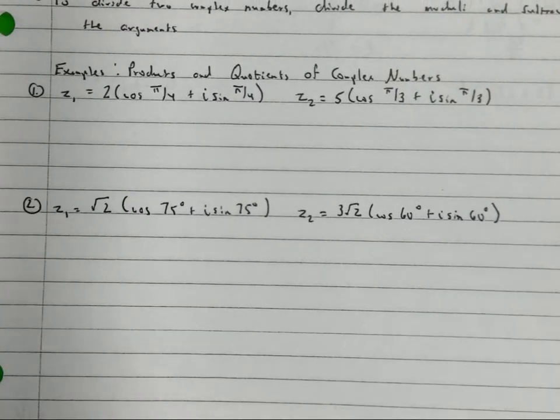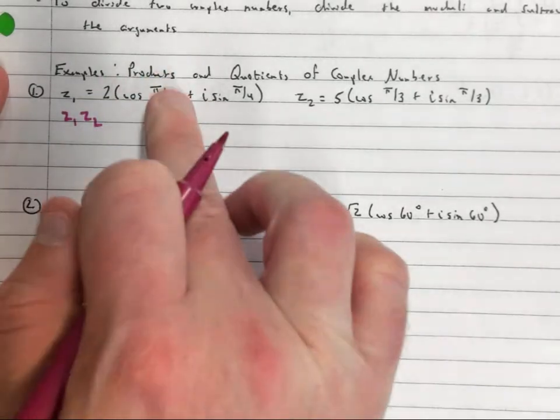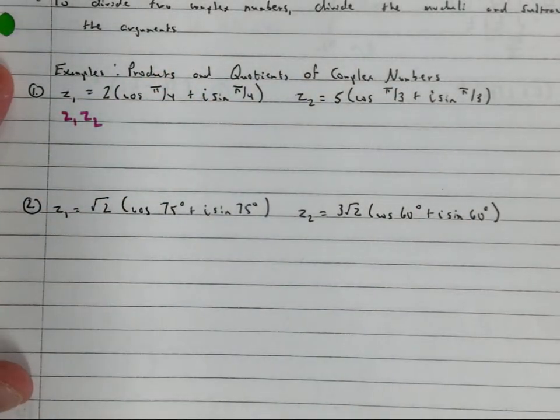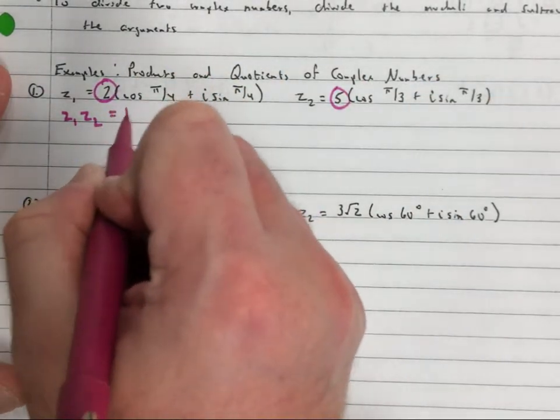All right, last thing we're going to do. Multiplying and dividing complex numbers is real easy. Last 2. We want to multiply Z1 times Z2. And here are your 2 complex numbers in polar form. How do you do this? You multiply the outside moduli. What's 2 times 5? 10.